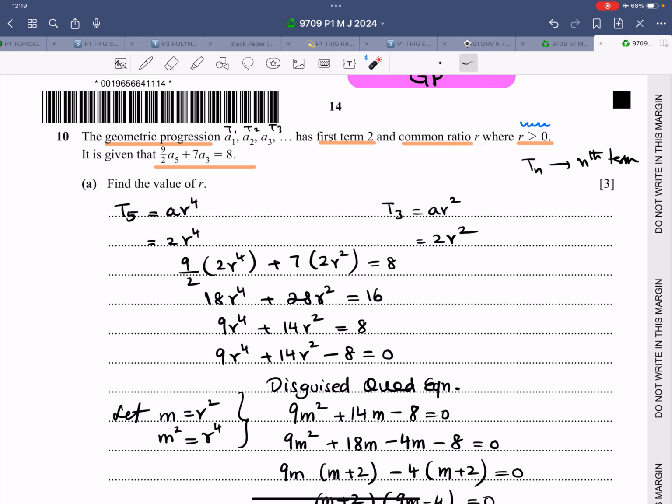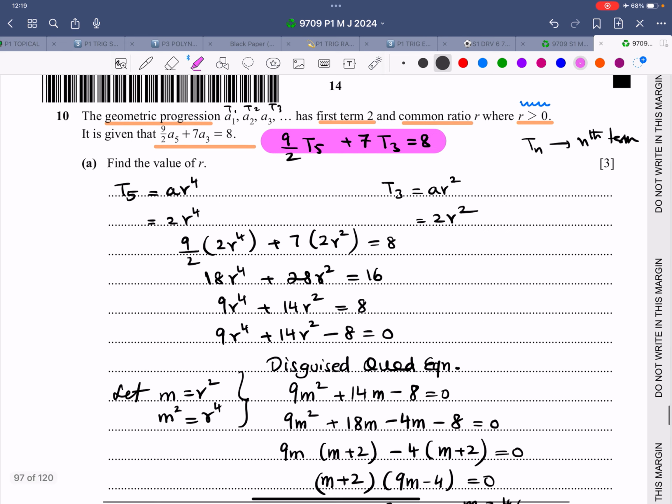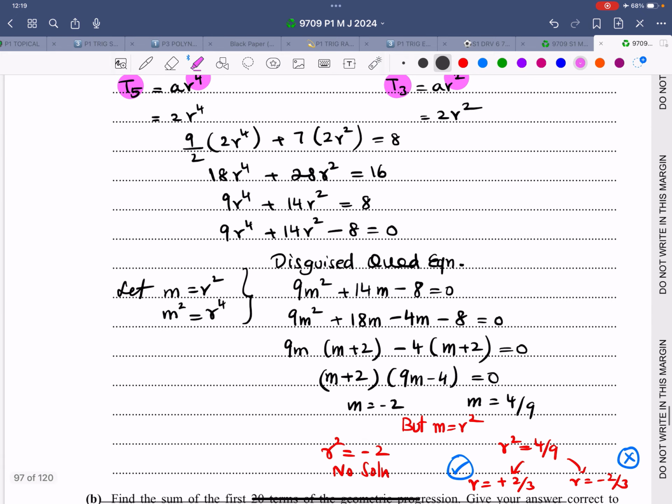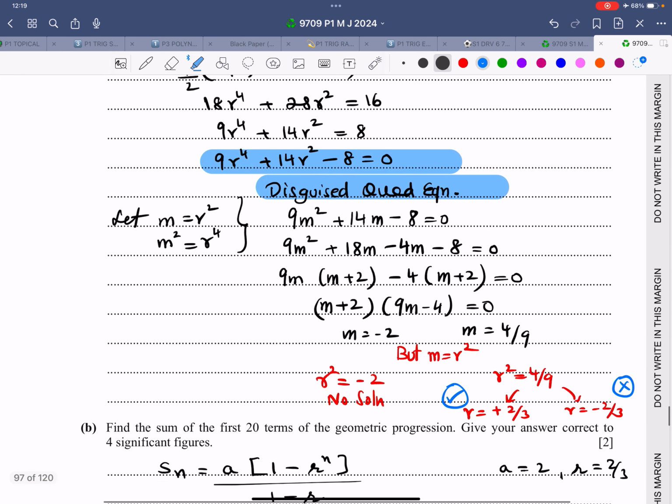R is positive. It is given that 9 over 2 of T5, so let me write it like this: 9 over 2 of T5 plus 7 T3 equals 8. And then we have to work it out. T is the nth term over here. So now T5 is AR^4, T3 is AR squared. Plug in the values in terms of R. And what do you get? You get a disguised quadratic equation. So that's a disguised quadratic equation. You make a substitution.